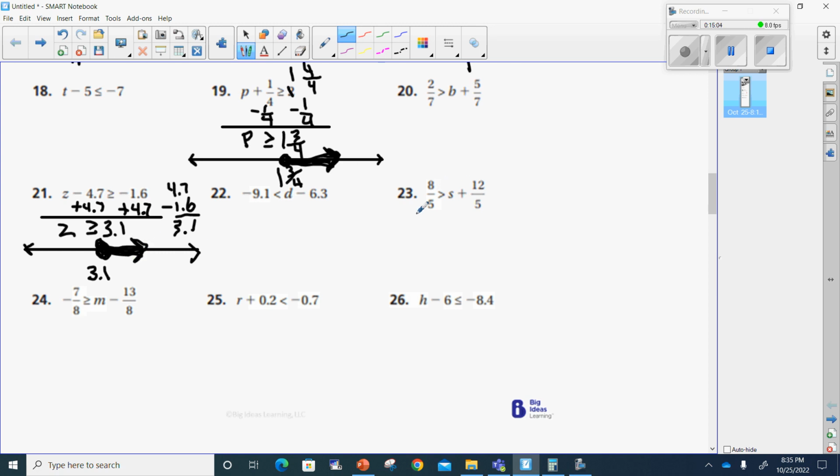All right, number 23 is next. It says I've got 8 over 5, and it's going to be greater than s plus 12 over 5. Well, once again, I'm going to go ahead and get s by itself. I'm going to subtract 12 over 5. And whatever I subtract from one side, I subtract from the other.